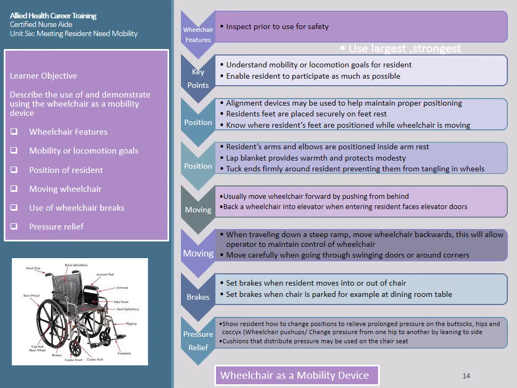When moving a wheelchair, usually move the wheelchair forward by pushing from behind. Back a wheelchair into the elevator when entering. The resident should face the elevator doors. When traveling down a steep ramp, move wheelchairs backwards. This will allow the operator to maintain control of the wheelchair. Move carefully when going through swinging doors or around corners. This will prevent injury.